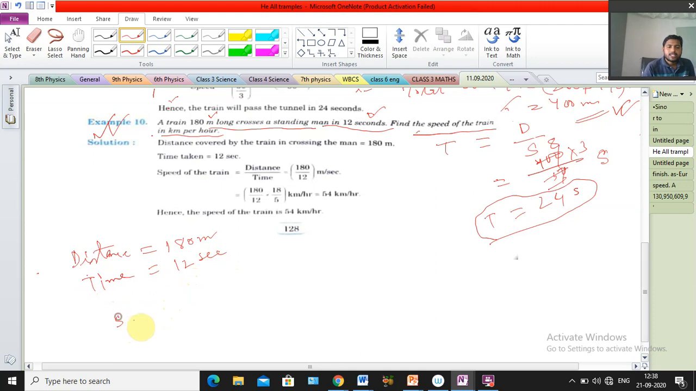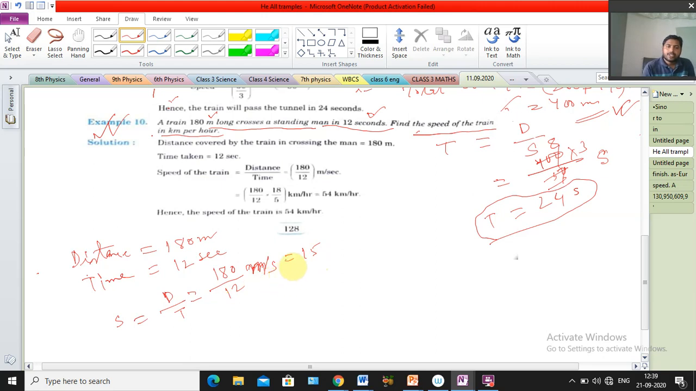Next we find the speed. Distance is given and time is given, so speed equals distance by time. Distance is 180 and time is 12, and the unit will be meter per second. So 180 by 12, we can cancel it, we get 15, since 12 into 15 is 180. Understood?